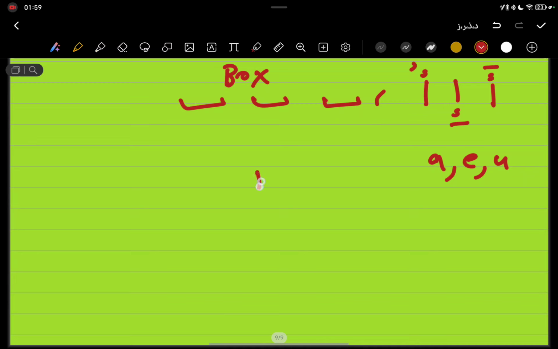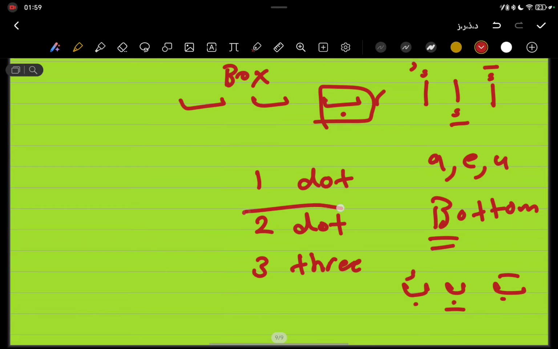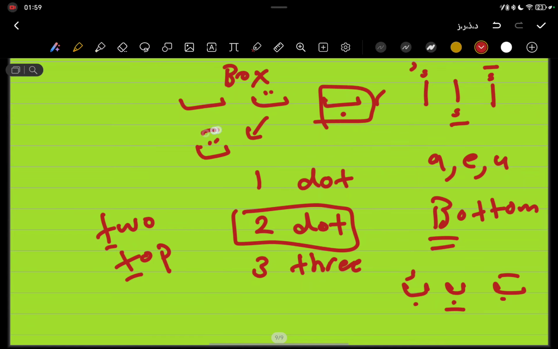The first one has 1 dot, and the second one has 2 dots, and the third one has 3 dots. Surprise, surprise, okay? The 1 dot goes on the bottom. Because bottom starts with the letter B, this is pronounced be, be, B, boo, okay? And then the second one has 2 dots on top. 2, top, T, T, this is pronounced te, T, 2, okay?